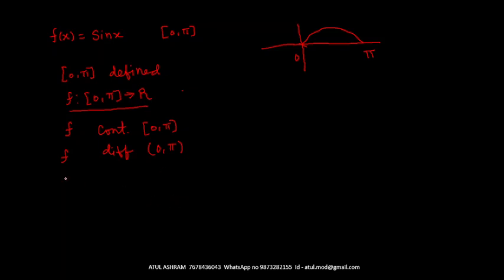And also f(0) is equal to sin 0 is equal to 0, and f(pi) is equal to sin pi is equal to 0. So you can say that f(0) is equal to f(pi). Right? So here we can say that all the criteria are fulfilled. f is continuous in closed interval [0, pi], differentiable in open interval (0, pi), and f(0) is equal to f(pi).